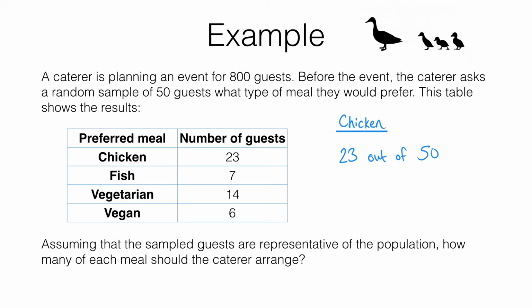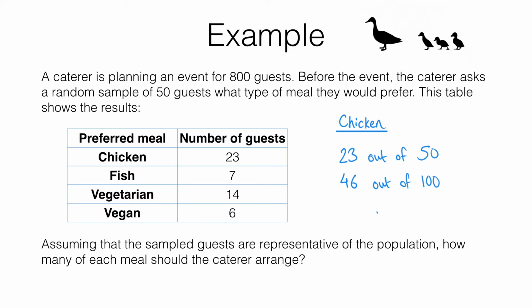How many people would want it if we had a sample of 100? Well, we can't know for sure, but we can estimate that because 100 is twice as much as 50, we'd expect twice as many as 23 people to want it. So that's 46 out of 100 who would want chicken.